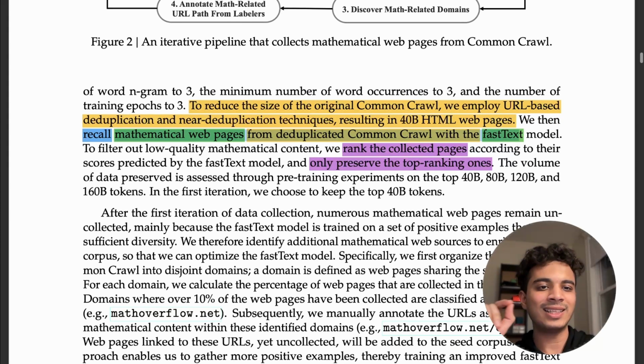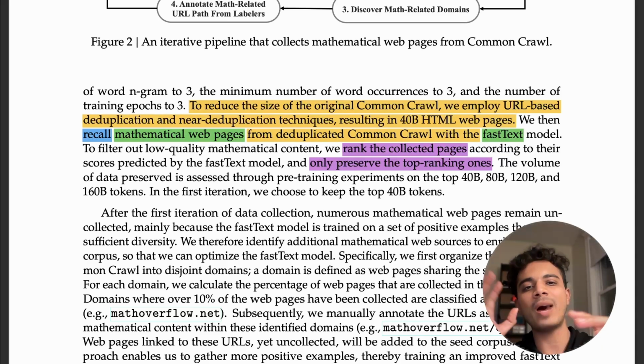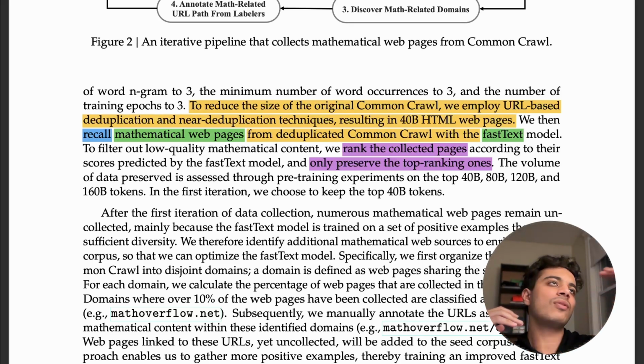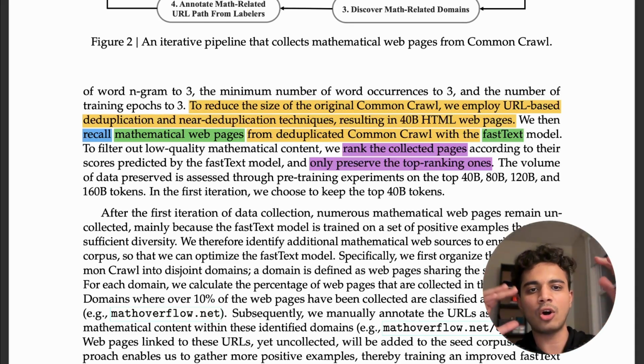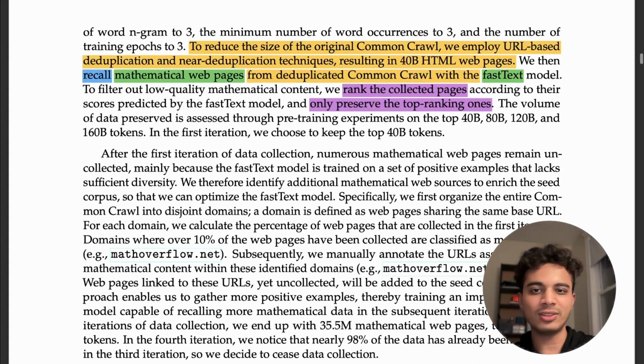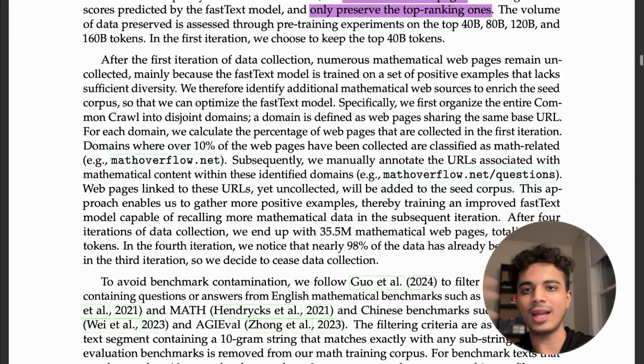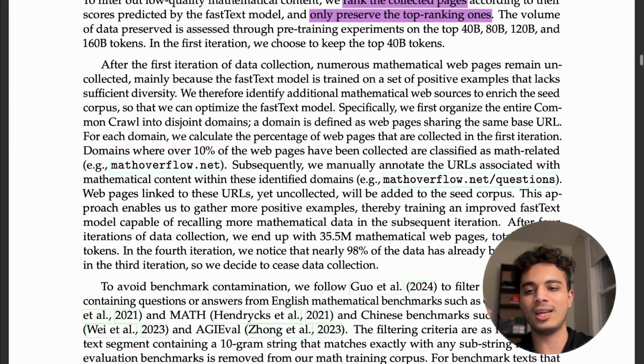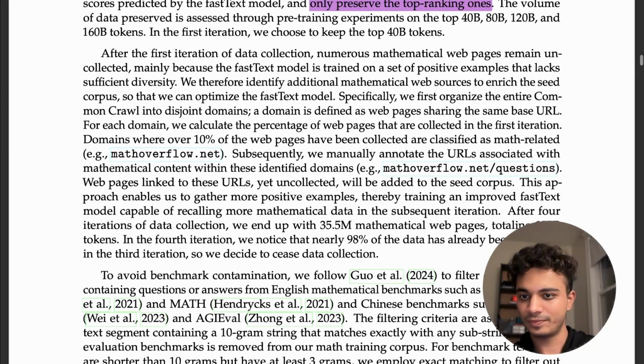Another good thing about this paper is that they are filtering out low quality mathematical content by not just using a threshold where we cut down at some point. They're actually ranking all of these web pages on some metrics, and then preserving only the top-ranking ones. It's not like they're doing 50-50 or just removing the bottom ones. No, they're only preserving the top-ranking ones. So in the first iteration they choose 40 billion tokens, and then they keep increasing the number of tokens and the data set as well.